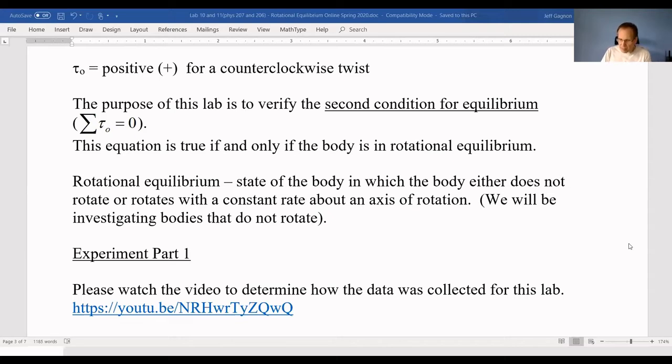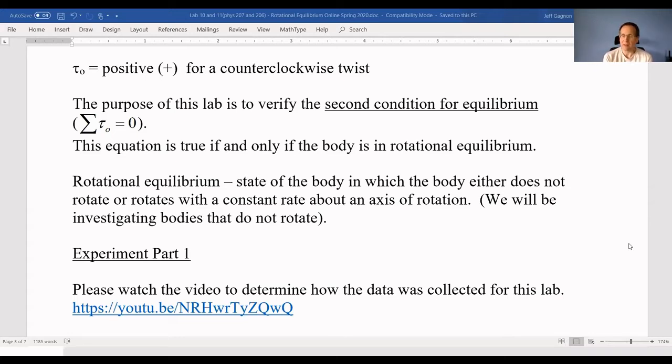If you have an object, a body, and it's either not rotating at all, so it's static, or if it rotates but with a constant angular speed, then the object is said to be in rotational equilibrium. If its angular speed is increasing or decreasing, if it's changing somehow, then it would not be in rotational equilibrium. Then you'd have an angular acceleration. So in order for an object to be in rotational equilibrium, there has to be no angular acceleration. Now, the most common case, and the case that you will deal with in this lab, will be when the object is static.